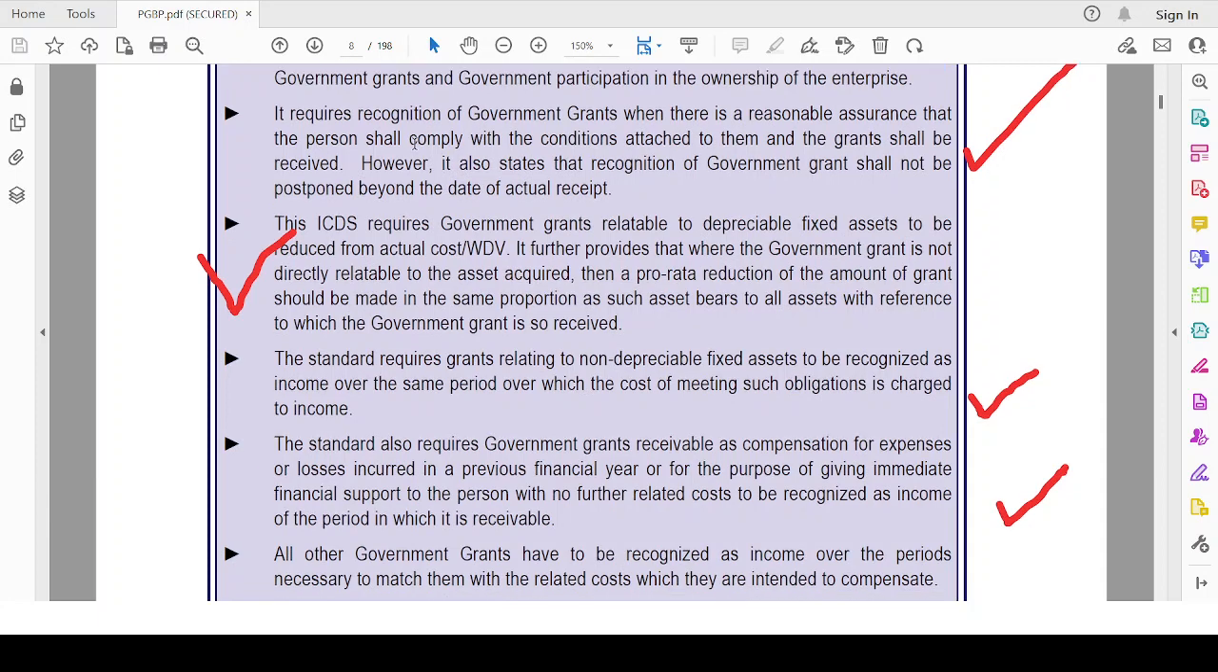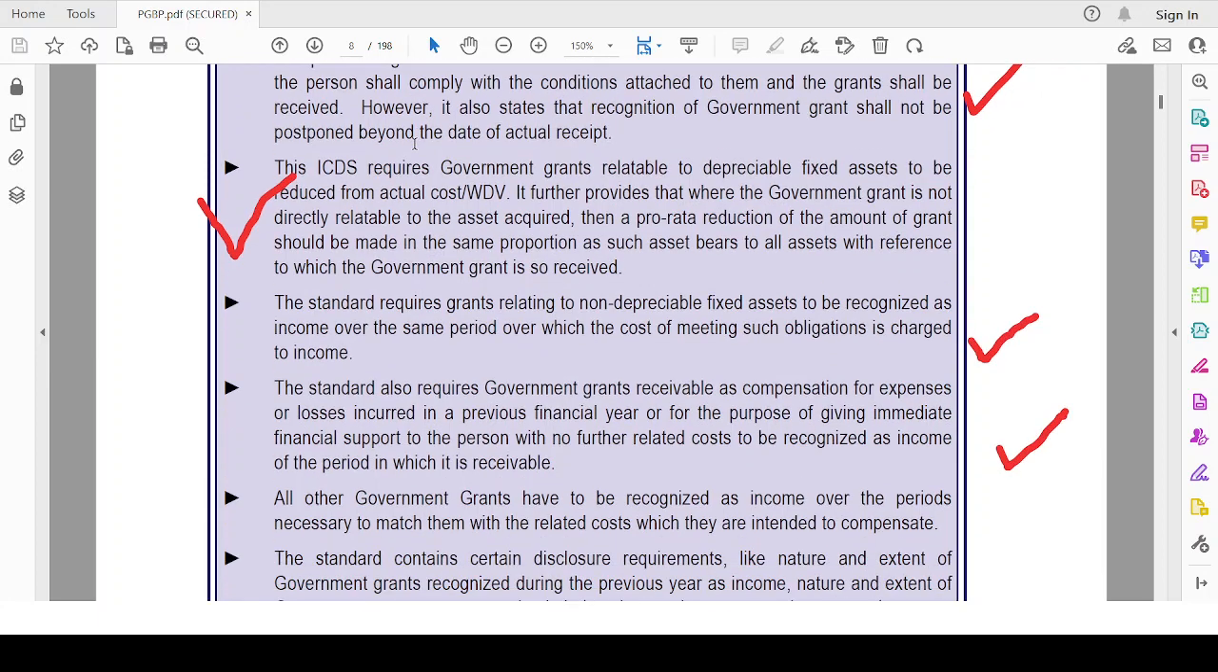Government grants shall not be postponed beyond the date of actual receipt. I'm going to recognize it. I can recognize only when I have a reasonable assurance that I will be complying with the conditions, and then I will receive the grant. But it cannot be postponed to a later date beyond the date of actual receipt.